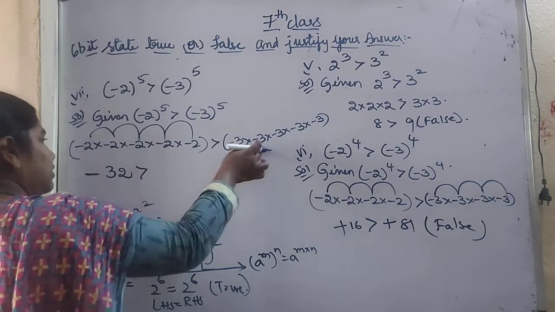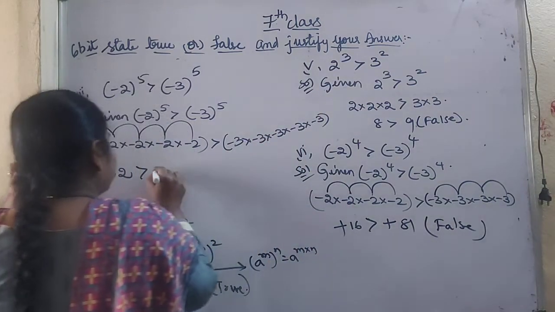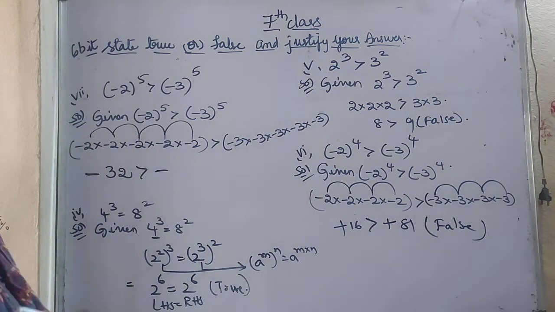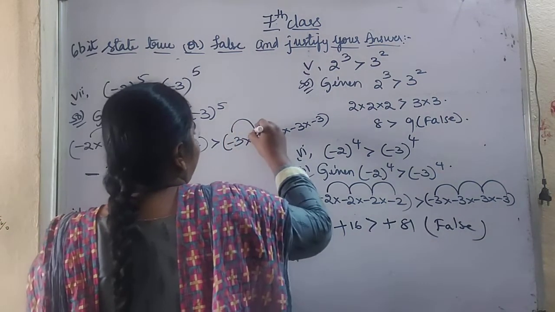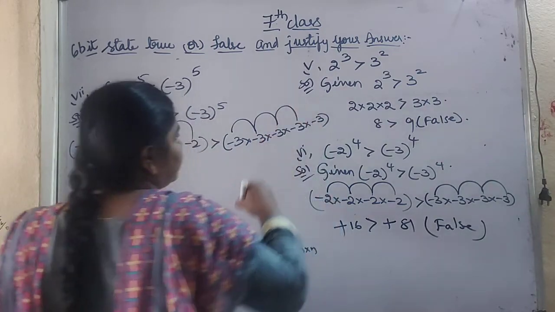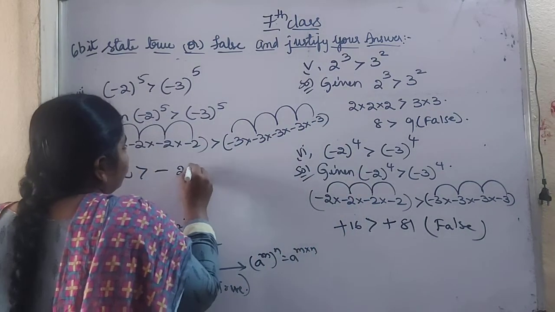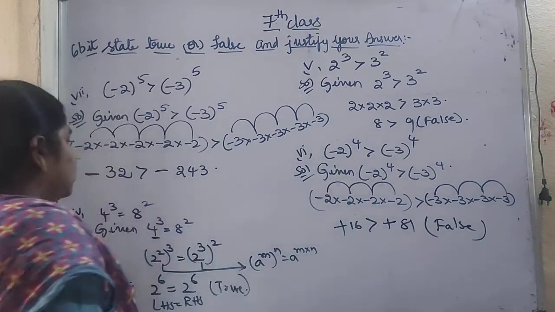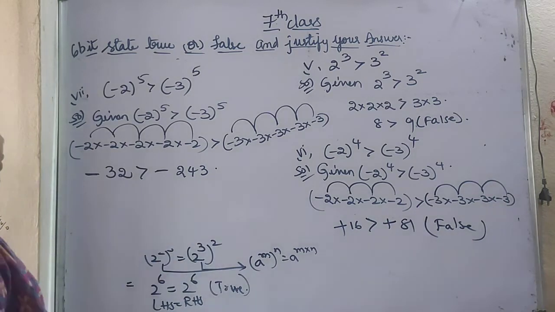Now we have to check this one. That is minus, again we have multiplied 5 times, so the answer will be negative. 3 we have multiplied 5 times. 3 times 3 will be 9, 9 times 3 will be 27, 27 times 3 will be 81, 81 times 3 will be 243. So here they have given that we got minus 32 is greater than minus 243.